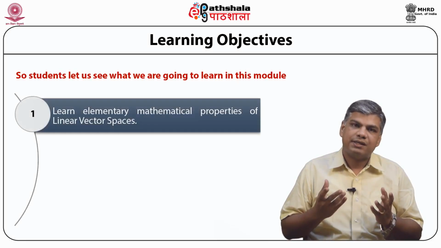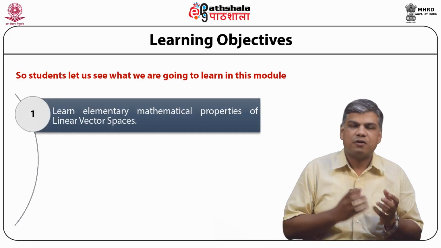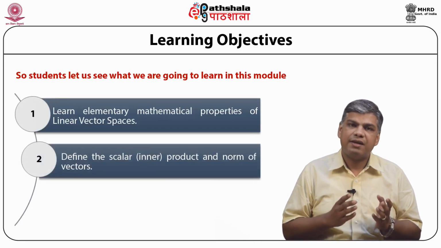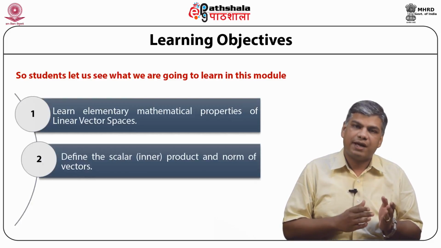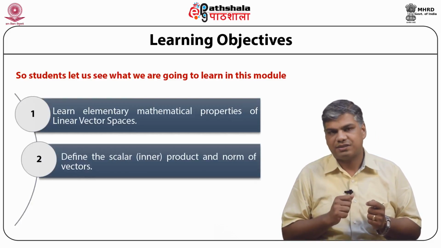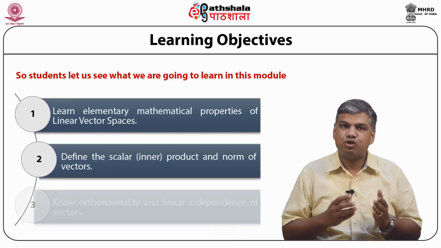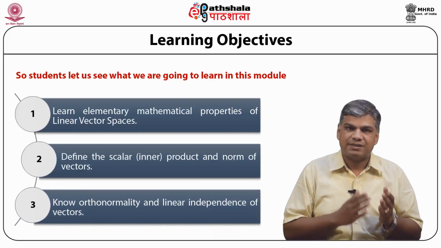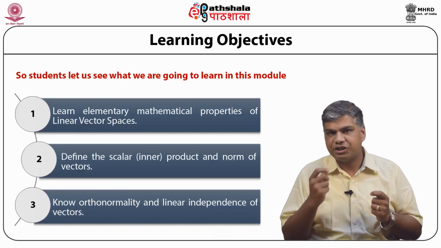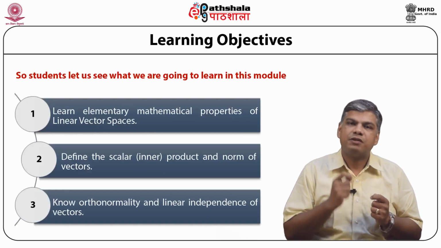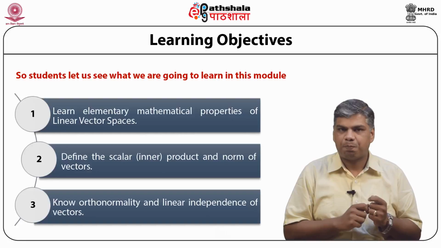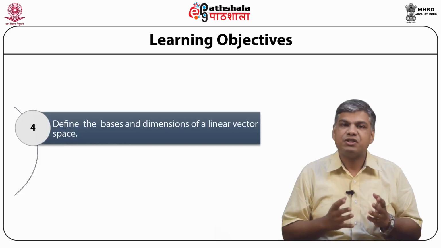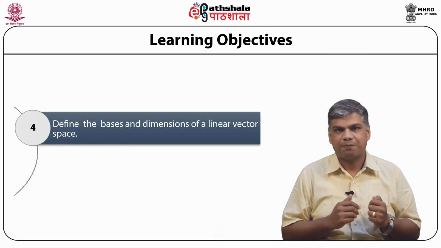Firstly, we learn the elementary mathematical properties of linear vector spaces. Secondly, we'll define the inner or the scalar product and the norm of the vectors. Thirdly, we'll get to know the orthonormality and the linear independence of vectors. That is, what is the orthonormality condition and what is the condition for the linear independence of the vectors. Fourthly, we'll define the basis and the dimensions of a linear vector space.